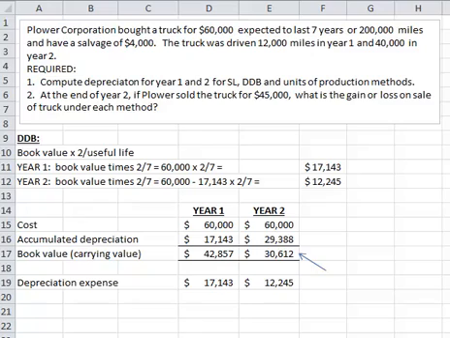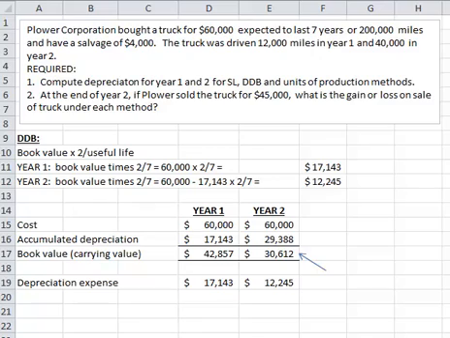So we have cost in year 1 and year 2, and accumulated depreciation for year 1 and year 2. Now where did that $29,388 come from? That's the $17,143 plus the $12,245. So in year 2 we would add to what was already there. It's accumulated depreciation. So all depreciation since inception of the asset, since you got it.